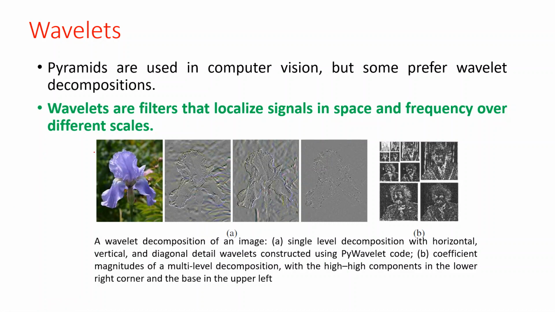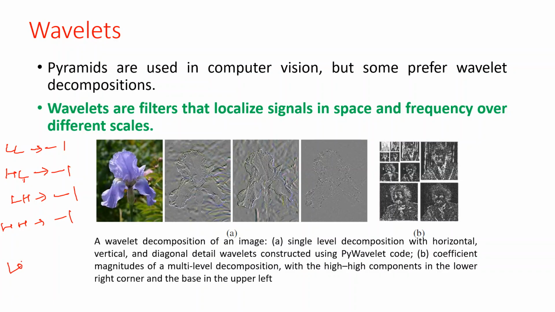So let me write it clearly. The image is split into four parts. One is LL, where both horizontal as well as vertical are low pass only, low pass frequency only. HL means high pass in horizontal and low pass in vertical. LH means low pass in horizontal, high pass in vertical. HH means both horizontal as well as vertical are in high pass.